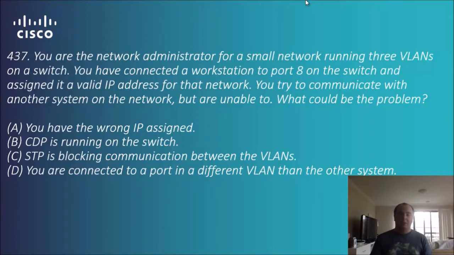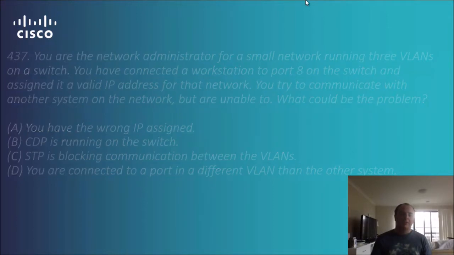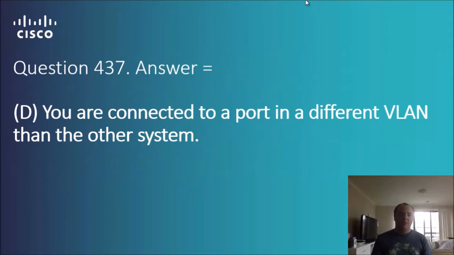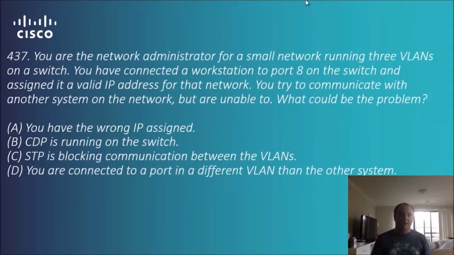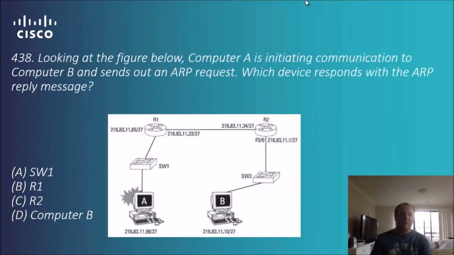437, you are the network administrator for a small network running 3 VLANs on a switch. You have connected a workstation to port 8 on the switch and assigned it a valid IP address for that network. You try to communicate with another system on the network but are unable to. What could be the problem? We've got: you have the wrong IP assigned, CDP is running on the switch, STP is blocking communication between the VLANs, or you are connected to a port in a different VLAN than the other system. That's normally the case, so the answer is D. You are connected to a port on a different VLAN to the other system, which is why it would be having dramas communicating, because the IP is valid.